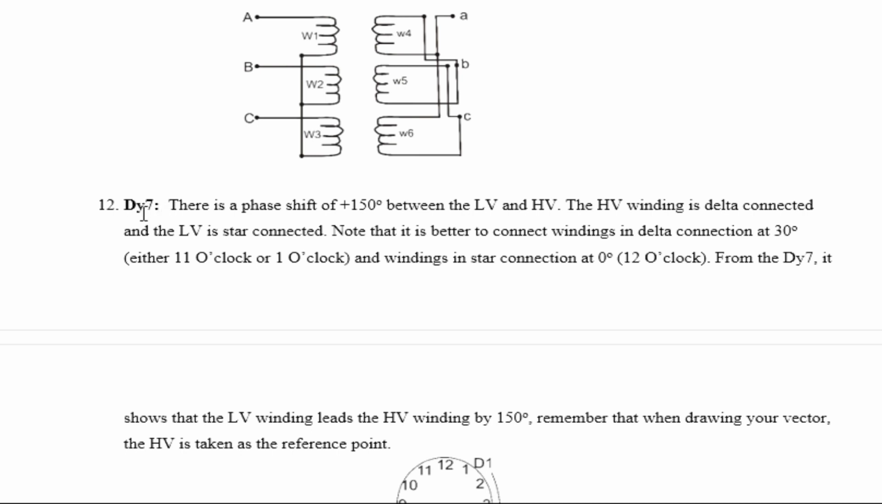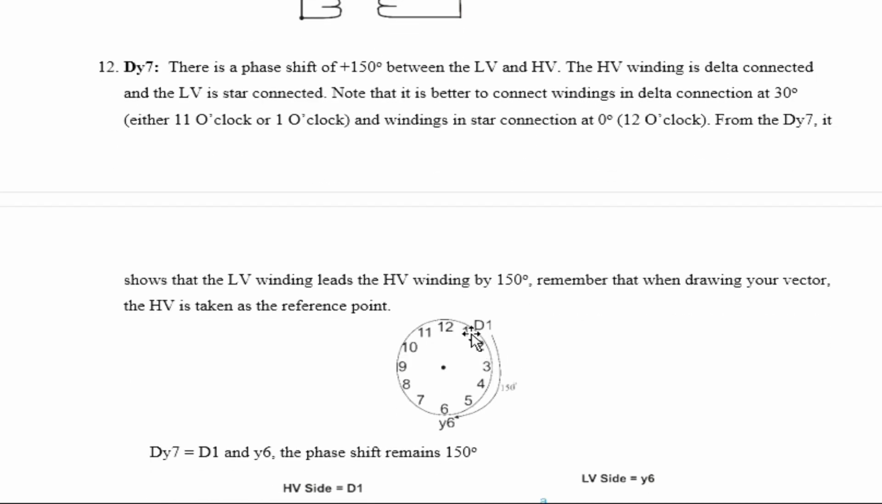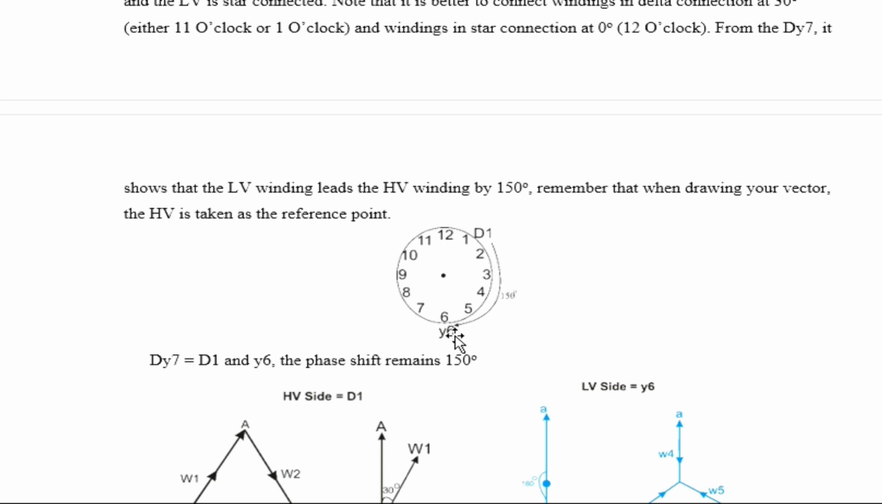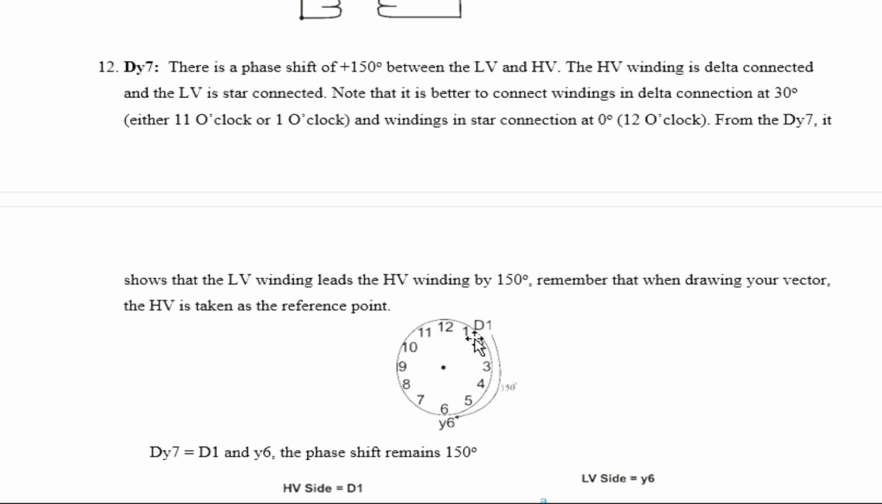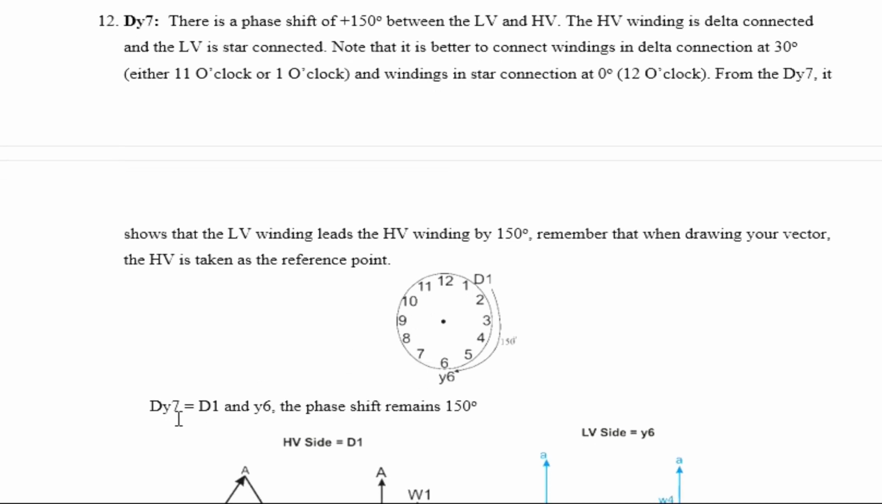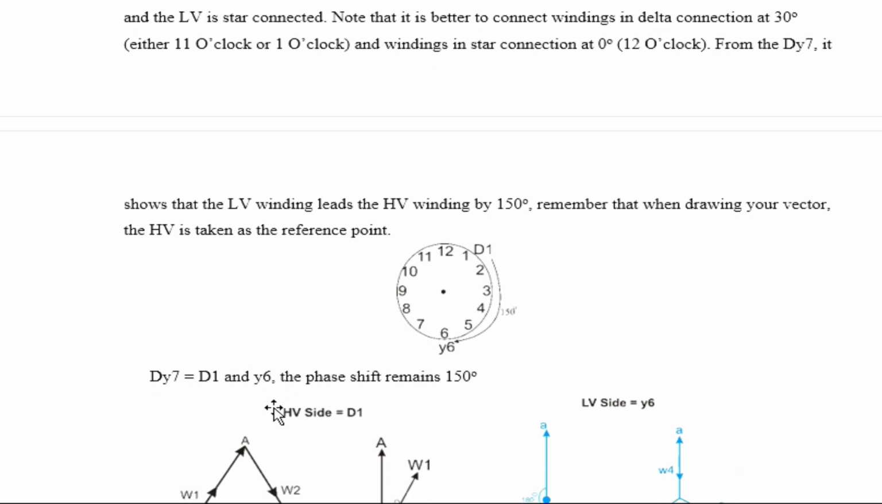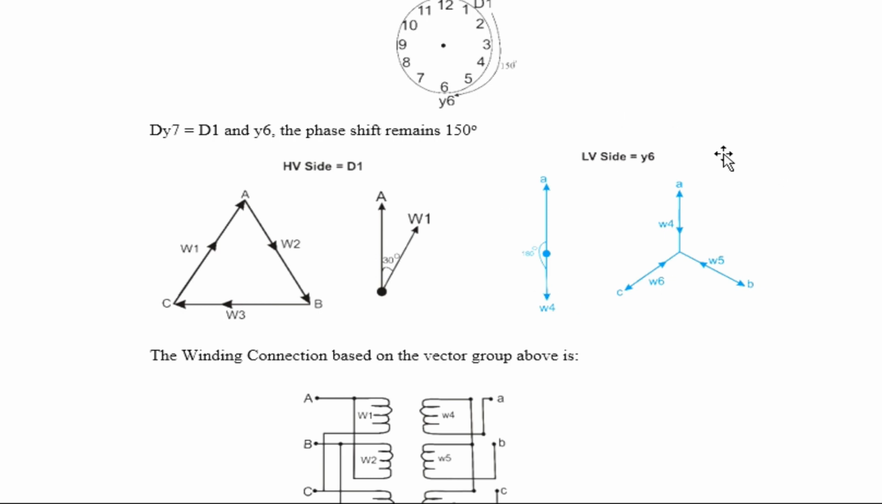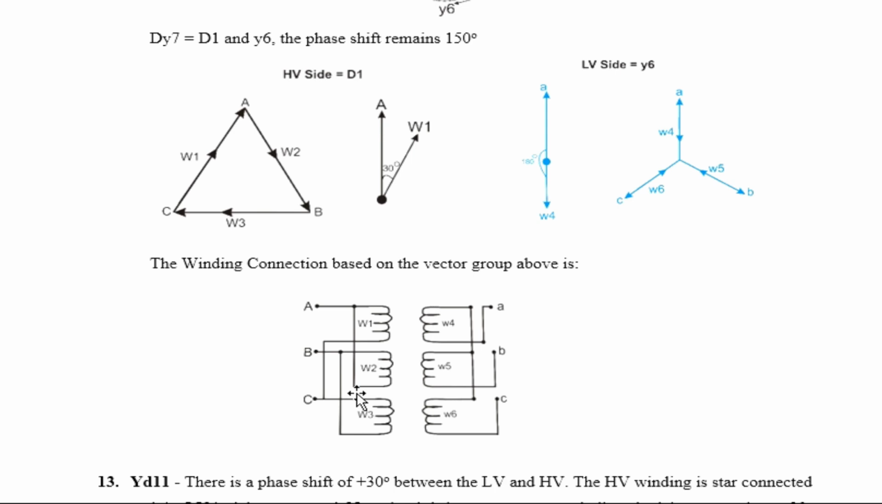Next one is DY7. DY7 simply means that your high voltage is delta, your low voltage is star, and they are 150 degrees apart. Take note that your 7 is on the left hand side of the clock. Obviously your shifting will be on the right hand side. So if you take your clock now, your D is 1. I told you your D should be 1 or 11. Your D is 1, but because it's 7, which is the left hand side of the clock, it has to be clockwise on the right hand side. So when it moves to 6, you are going to have 150. 1, 2, 3, 4, 5. So this is how it moves down to 150 degrees. So obviously your DY7 now will be D1 and Y6. So your high voltage side, this is your D1, your low voltage side, this is your Y6. Then you can draw your vector group diagram like this.